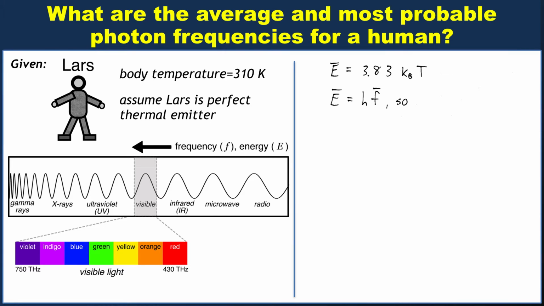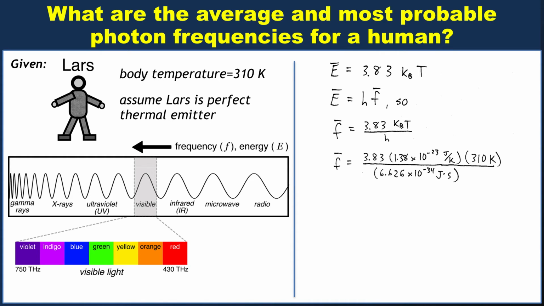So if that's true for any photon frequency and energy, it must be true for E bar and what I've called F bar, that'll be the average photon frequency. So we can solve for F bar. F bar is just 3.83 kT divided by h, and we can put in those values. We insert the value for k, the temperature is 310 Kelvin, we put in the value for Planck's constant. We get out that F bar is 247 times 10 to the 12th hertz.